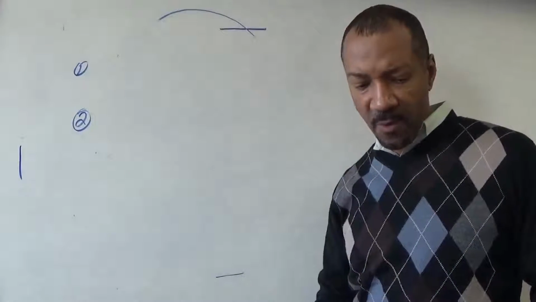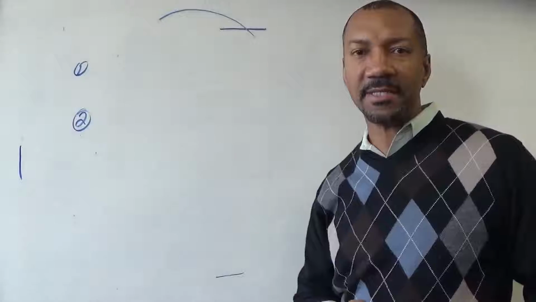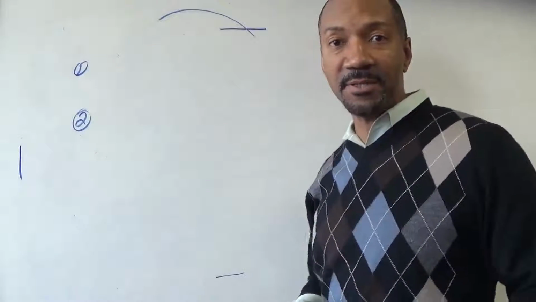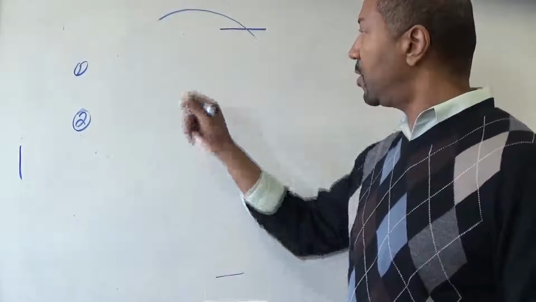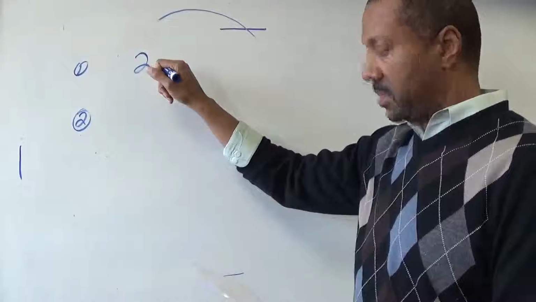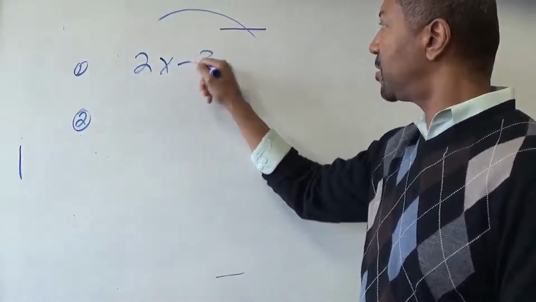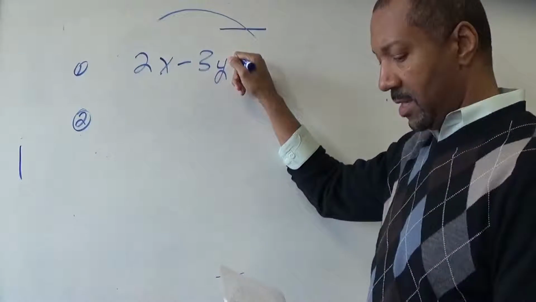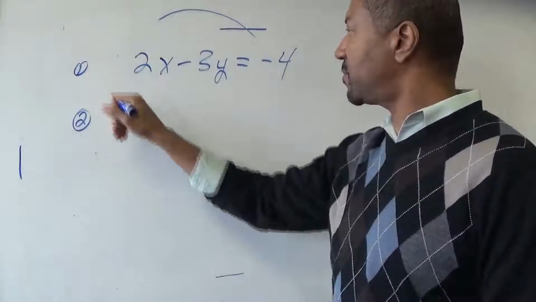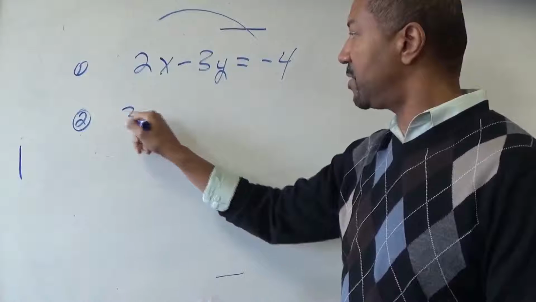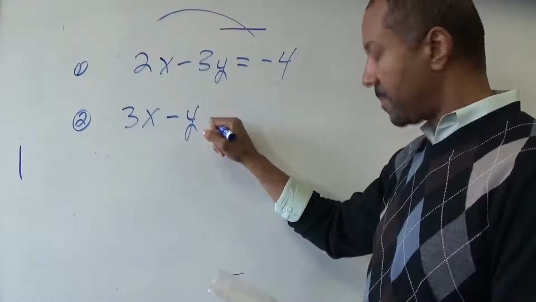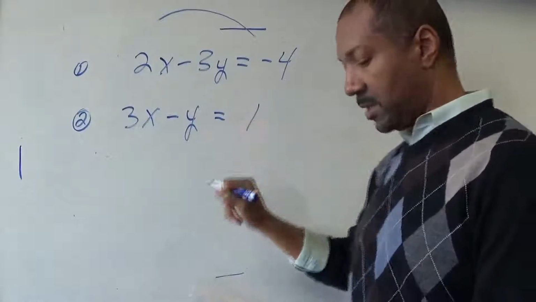Okay, for the last system that we will solve using substitution, we are going to solve 2x minus 3y is equal to -4. That's our first equation. The second one will be 3x minus y is equal to 1.